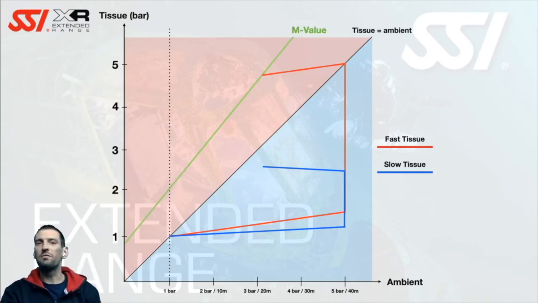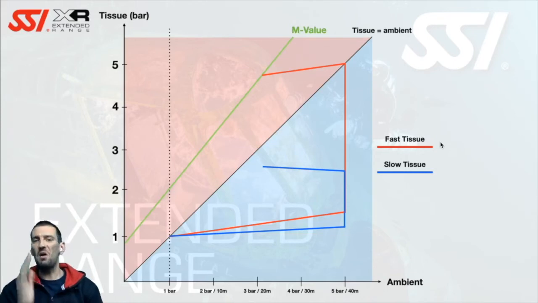Now look, we've reached our first decompression stop because the fast tissue is supersaturated to the maximum level that is allowed for that tissue. But at the same time, the slow tissue is still on-gassing. So it doesn't make sense to stop for that tissue because now we're only putting more gas into it. But we cannot ascend more because the fast tissue is stopping us.